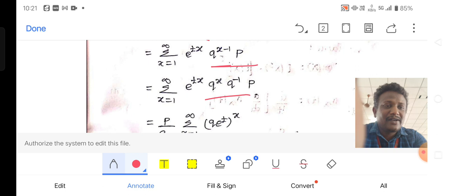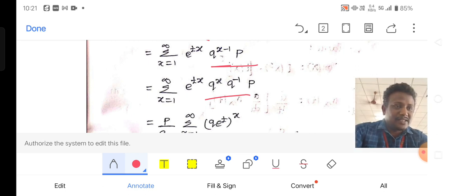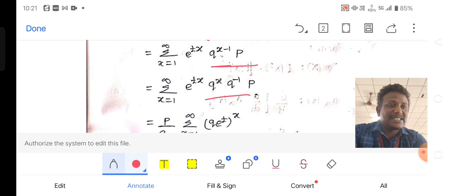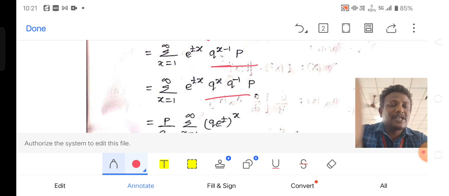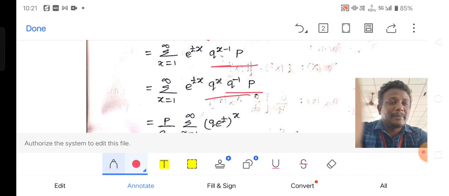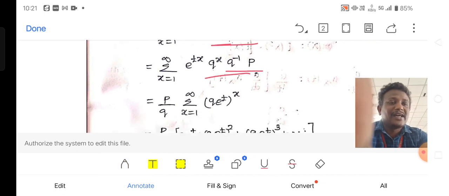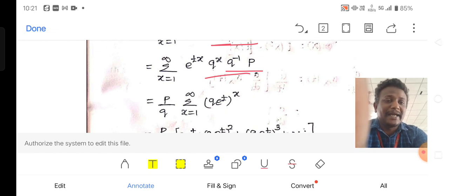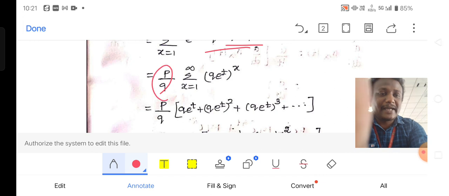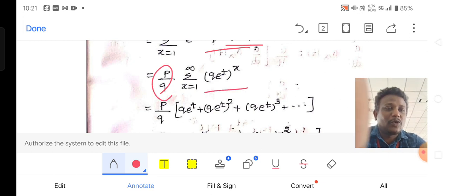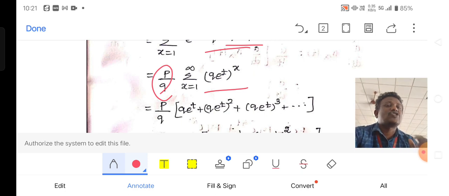Now collect the x term to one side and the constant term to another side. So q power minus 1 and p are constants, and can be kept outside in the form of p by q, because q power minus 1 can be written as 1 by q. So this is p by q. Now the remaining part is what? q e power t the whole power x, because x is common in both terms, that can be kept outside.